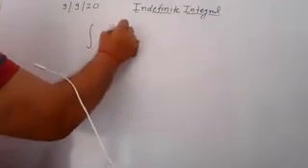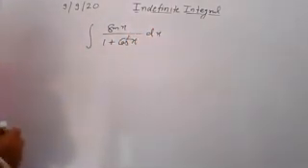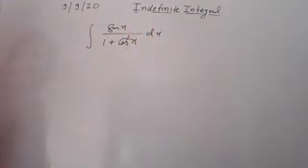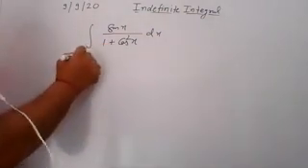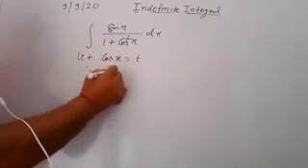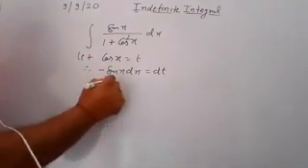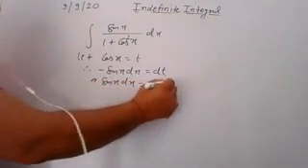Integration of sin x upon 1 plus cos square x dx. So what do you do in that case? What do you assume, x or t? Here you assume cos x is equal to t, right? So let cos x is equal to t and differentiate it. So minus sin x dx is equal to dt, or sin x dx is equal to minus dt.